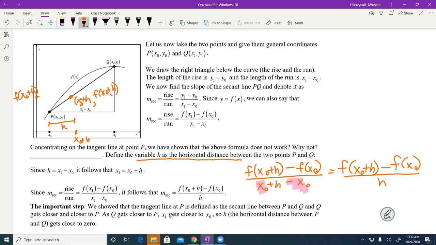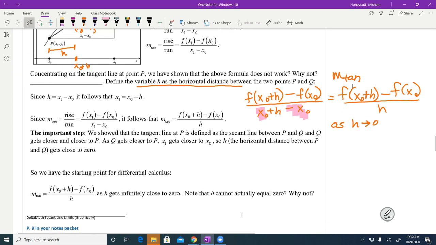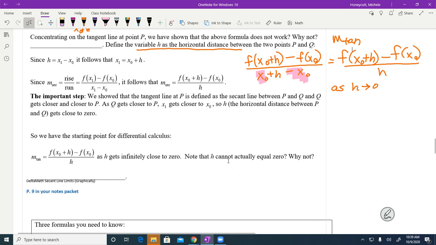And if this point moves closer and closer to point P, then that means the distance between this and the second point gets smaller and smaller. So as the distance between those 2 points gets closer and closer to 0, we'll say as h approaches 0, that will give us the slope of the tangent line. So as h gets closer and closer to 0. h can't be 0 because remember we would be dividing by 0 again.